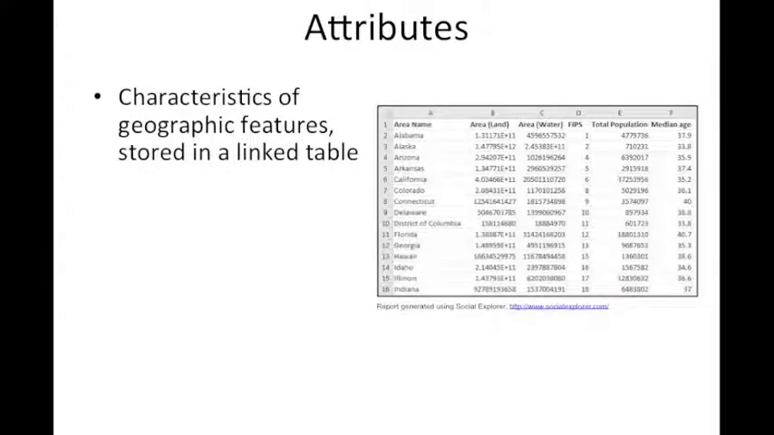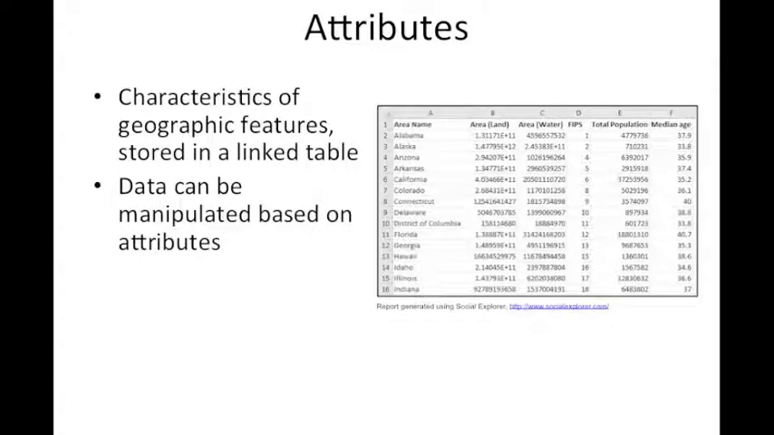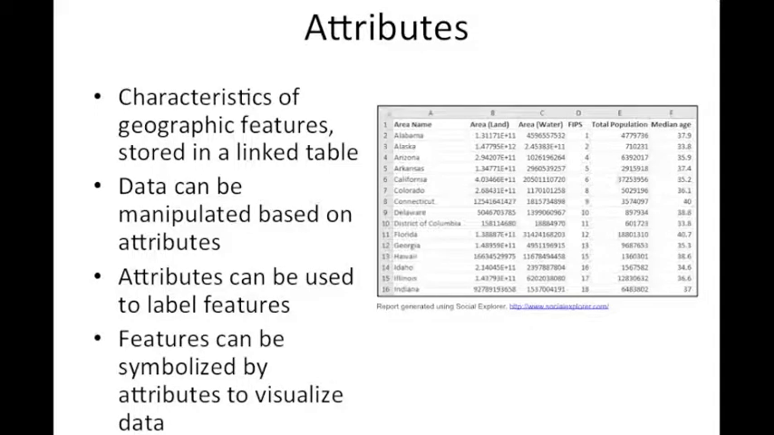So another vocab word that you're going to run into is attributes. This is the database, basically, that's linked to our map. And this is how we do our thematic mapping. It's the characteristics of the features just stored in a regular tabular data format. So we can manipulate the data based on these attributes, and we can also use it to label and symbolize our features. Symbolizing would be like when we shaded the counties based on their population density, or we could use it to label various features as well.